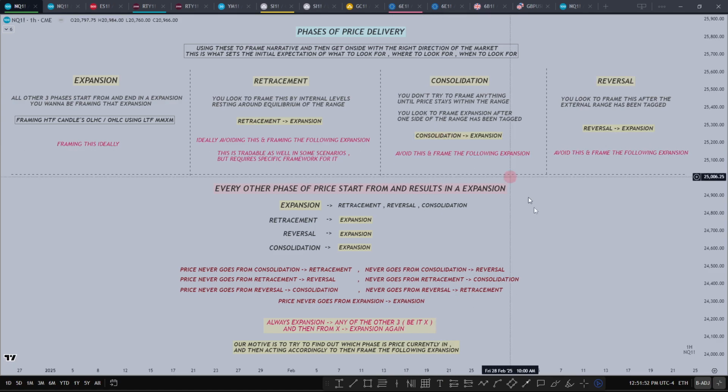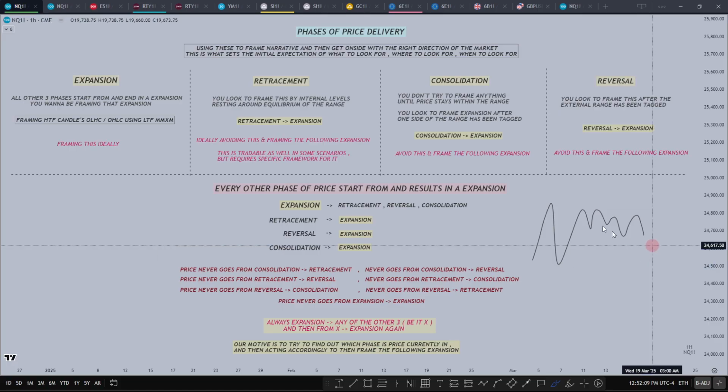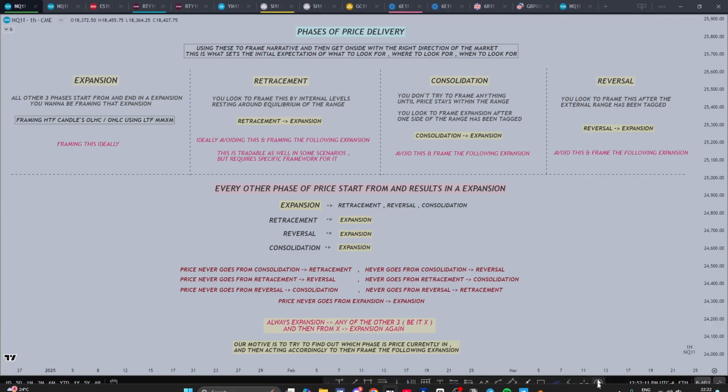Once this ends, when is the consolidation likely to end? Once it tags the range high or range low, any side of the range. Once this has been tagged, you then look to frame expansion to either side, which has a specific protocol for it, but keeping it simple for now.